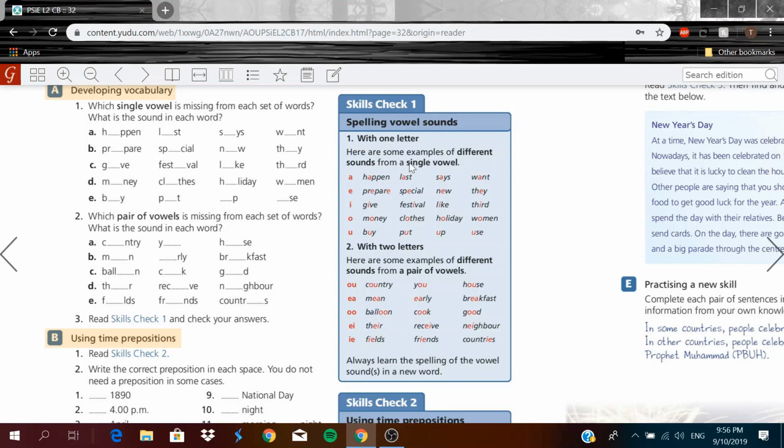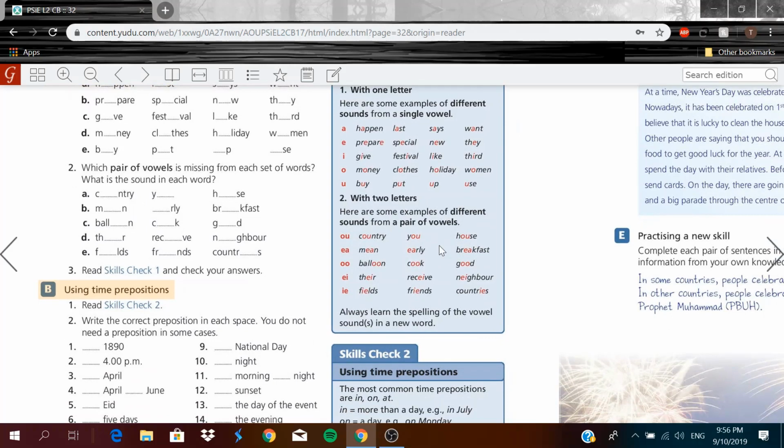So with one letter, here are some examples of different sounds from a single vowel, like we just said. So happen, last, says, and want. Okay, so again, different vowels, they can be single or pair, right? So a pair of vowels or a single vowel, and they're still going to sound different in each word. It depends. And here's a friendly tip that's going to really help you a lot: always learn the spelling of the vowel sound in a new word, because, you know, pronunciation in English can be really tricky. So make sure you know the spelling of the vowel and its sound as well.